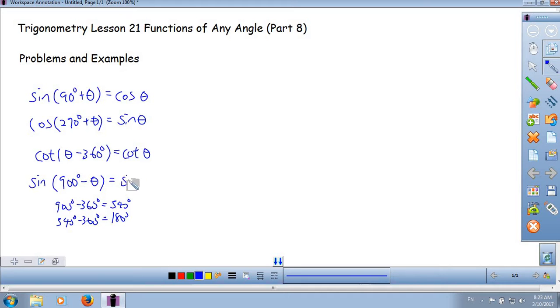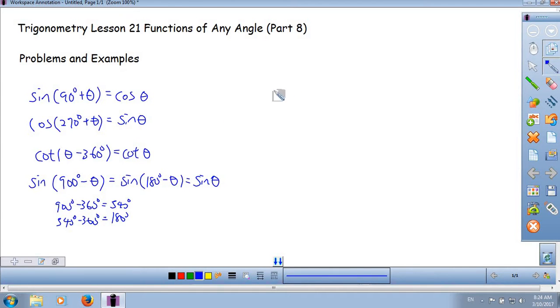So sine of 900 degrees minus theta is equivalent to sine of 180 minus theta. And I think we have a formula for that, which we learned in the previous lessons. When you do 180 minus theta, we assume theta starts in quadrant 1, so this takes us to quadrant 2. In quadrant 2, sine is positive, so it's equal to sine theta. So we can use several steps to simplify this down to the simple form here.